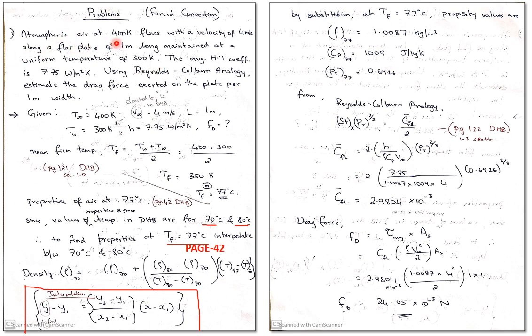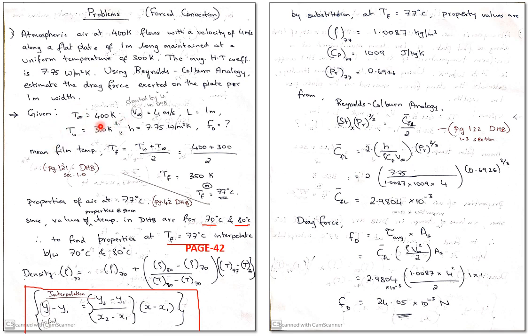Atmospheric air at 400 Kelvin, he has given the temperature of the fluid, flows with a velocity of 4 meters per second. So he has given the velocity of the fluid, which is flowing along a flat plate of 1 meter long, maintained at a uniform temperature of 300 Kelvin. The average heat transfer coefficient is 7.75. He has given the h average.